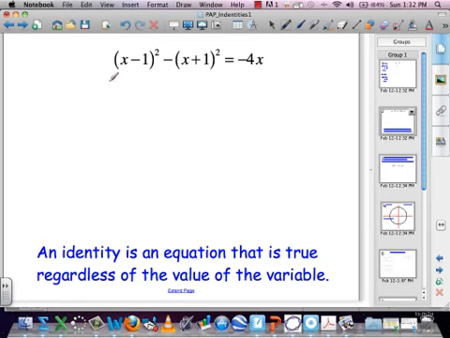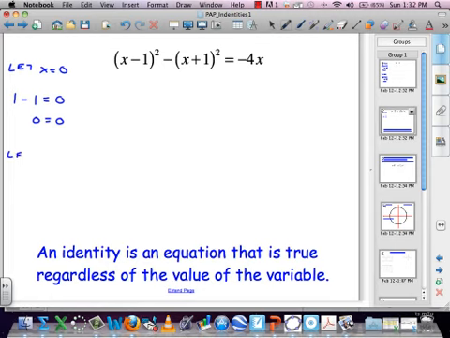Now let's contrast this with this equation right here: x minus 1 squared minus the quantity x plus 1 squared equals negative 4x. And let's just play with some values of x again. Let's let x equal 0. If x equals 0, we're going to get negative 1 squared, which is 1, minus 1 squared, which is 1, is equal to negative 4 times 0, which is 0. This is a true statement.